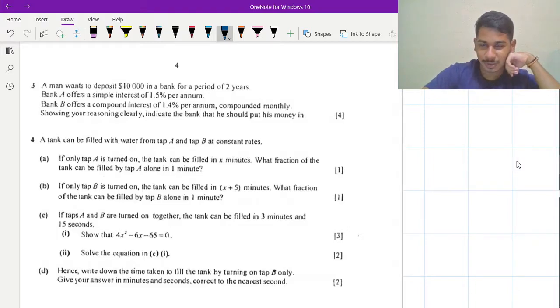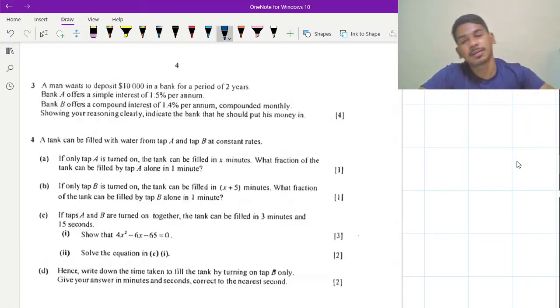A man wants to deposit $10,000 in a bank for a period of 2 years. A bank offers a simple interest of that per annum. The other bank compounds monthly. These are keywords. Show your reasoning clearly. Indicate the bank that he should put his money in for 2 years.